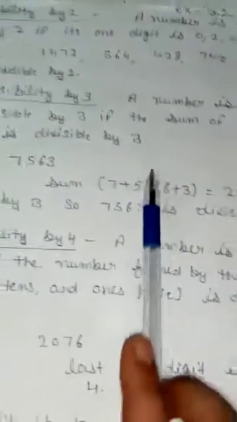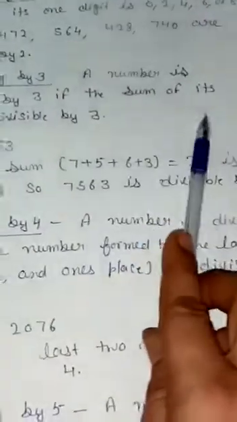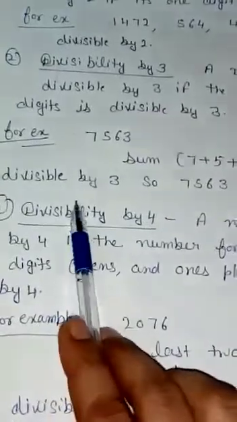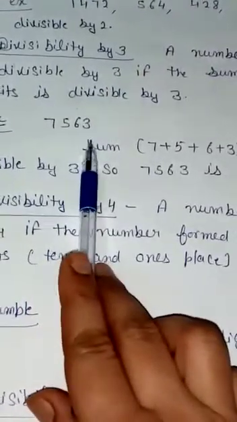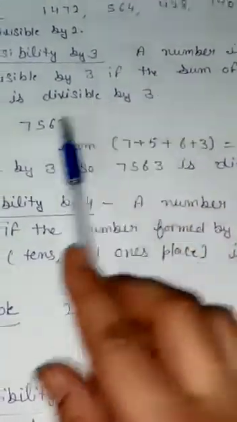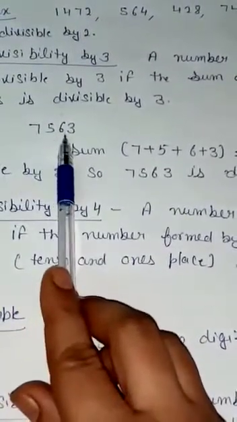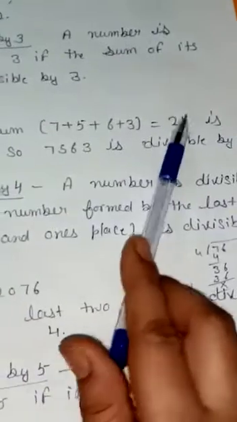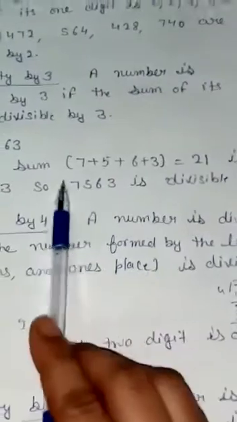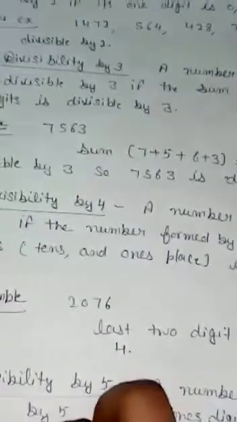Next is divisibility by 3. A number is divisible by 3 if the sum of its digits is divisible by 3. For example, 7563. According to this definition, the sum of the digits of 7563 is 7 plus 5 plus 6 plus 3, which is 21. Is 21 divisible by 3? Yes, it is divisible by 3. So 7563 is also divisible by 3.